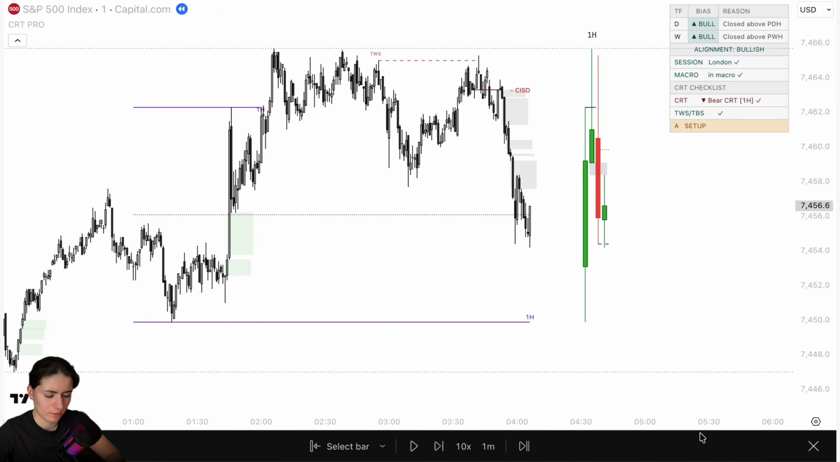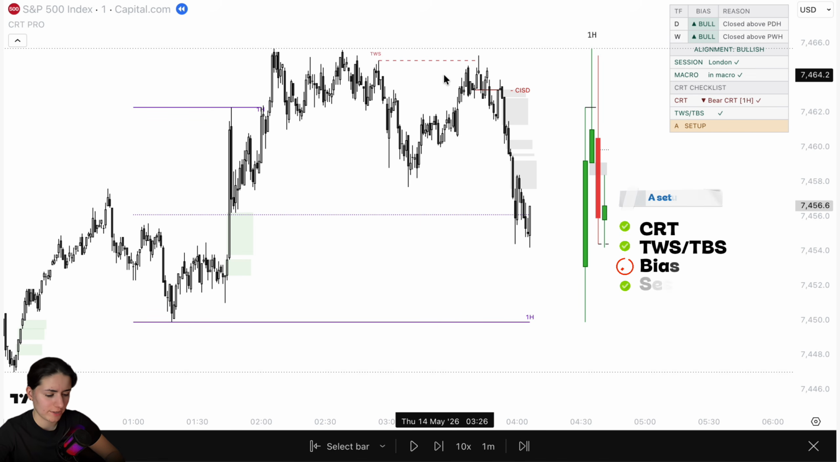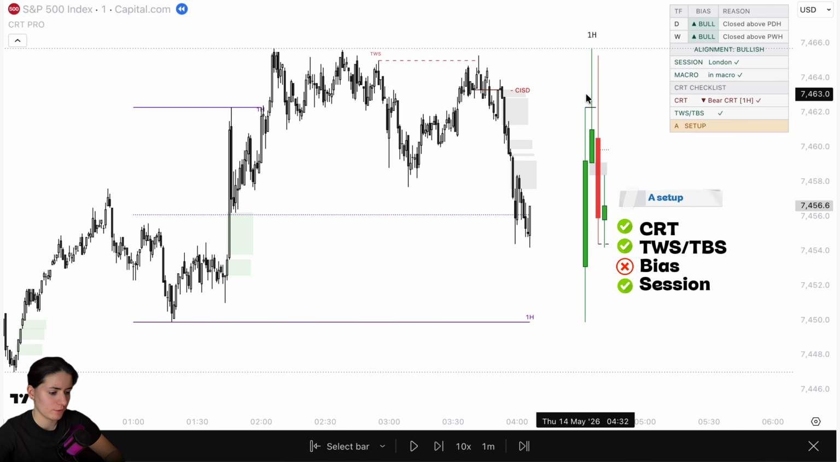Then A setup. This is when the CRT forms and the market sweeps liquidity in the same direction. And one more condition, you also need to be inside an active session. Overall, A setup is CRT plus liquidity confirmation and active session.